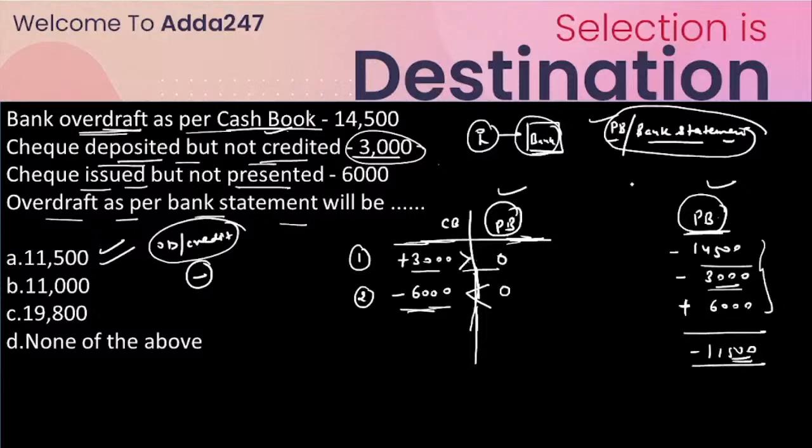Okay, so suppose that in the question the passbook balance is given, then you have to write here cash book and circle cash book and cash book. But because here the cash book is given, that's why we circled passbook.